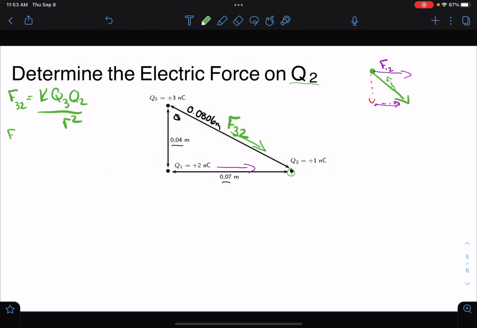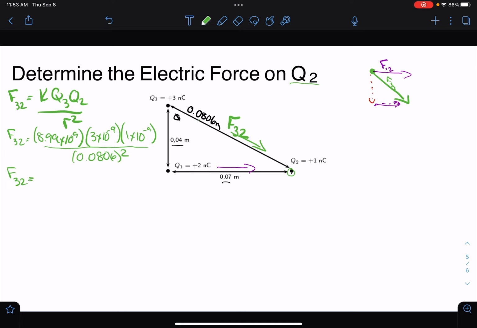Okay, so going back to force 3 on 2, we've got our 8.99 times 10 to the 9, and then we've got 3 times 10 to the negative 9, and our 1 times 10 to the negative 9. All that, we're using this distance, so our 0.0806 squared will give us a grand total force of 4.15 times 10 to the negative 6 newtons. Okay, so that is this full force here.